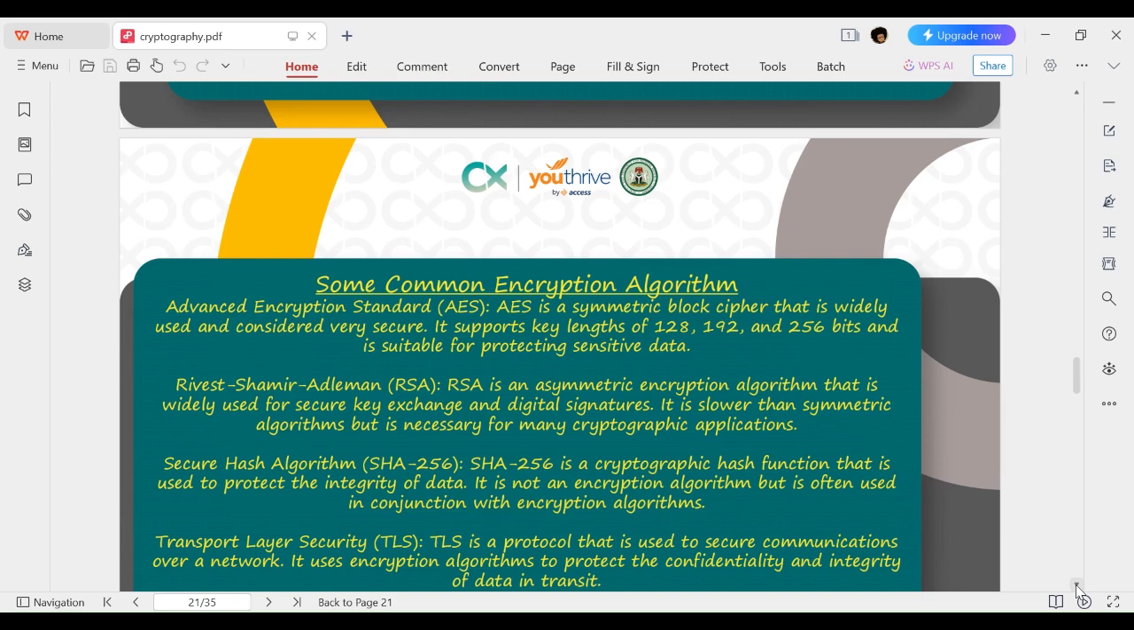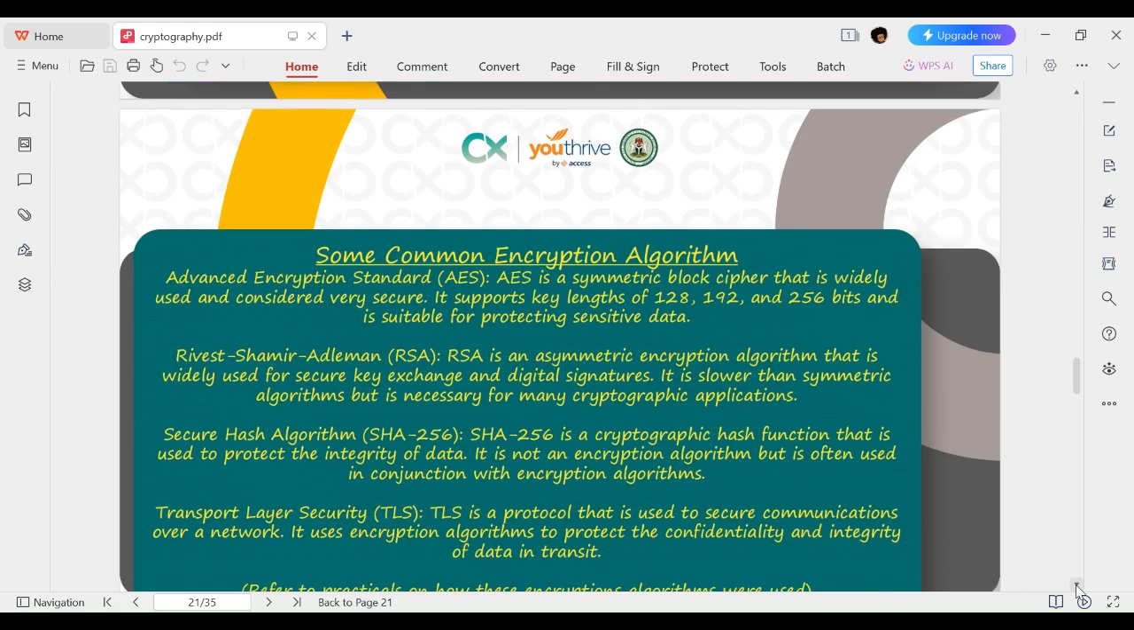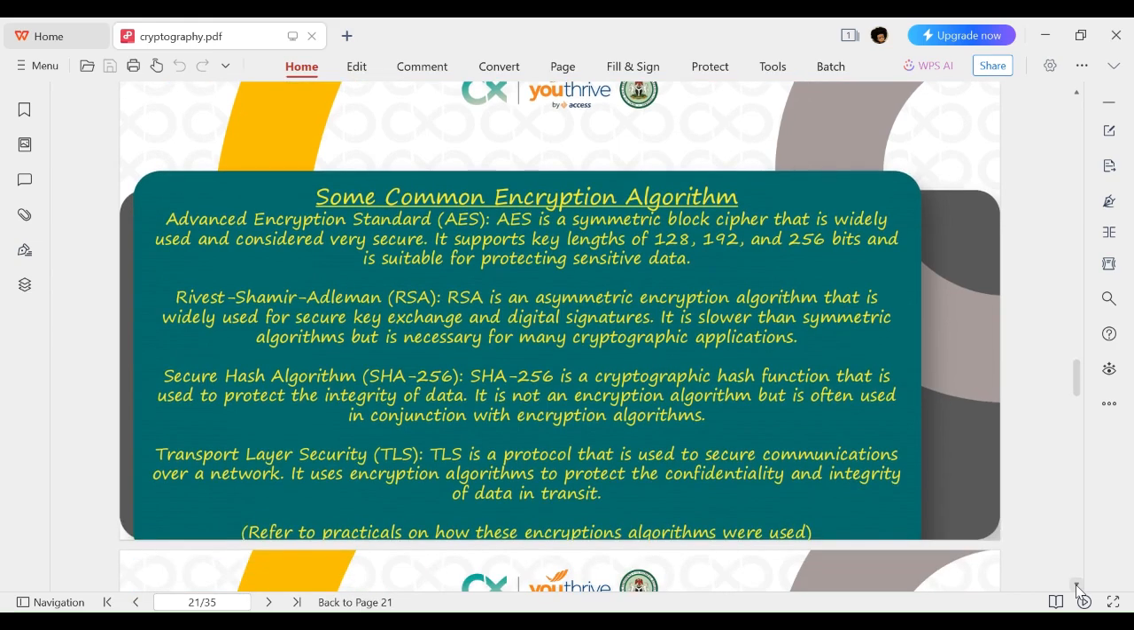RSA is an asymmetric encryption algorithm that is widely used for secure key exchange and digital signatures. We used this encryption algorithm during our practical. It is slower than symmetric algorithms, but is necessary for many cryptographic applications.